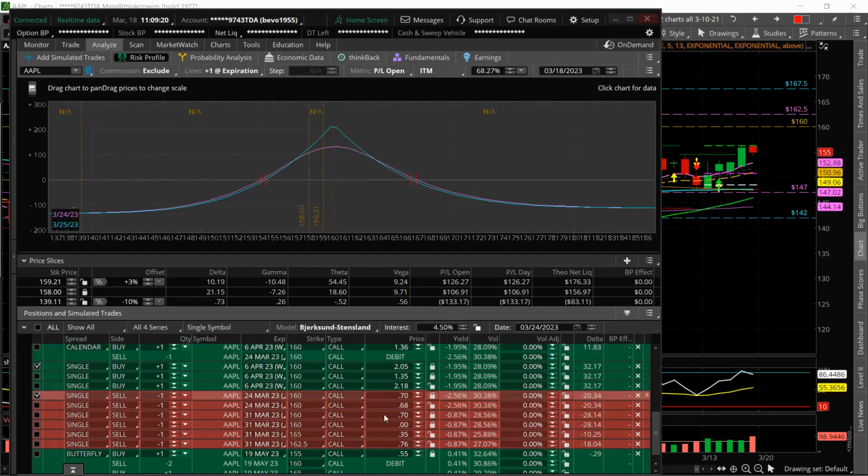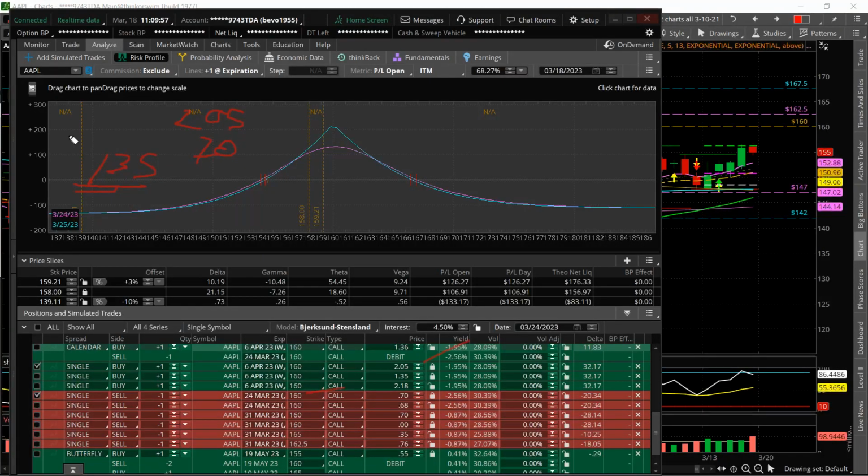So this cost here is 205, less your premium brought in, 70. So this is a $135 debit cost or risk. So this trade is a total risk of 135. So that's your max potential risk on the trade. So it costs us 205 for the long dated, and then we sold against it the 160 here, brought in 70. Okay, so the total cost of the trade is your spread of 135. All right, so that's the max risk.